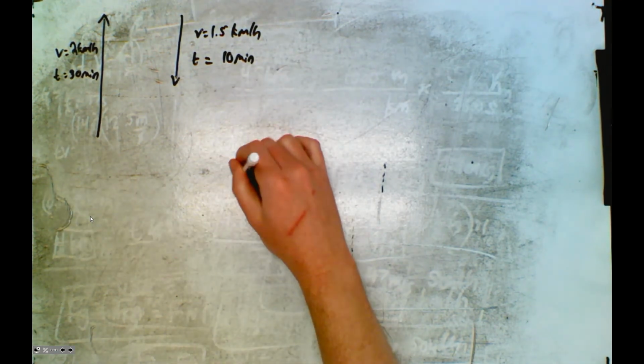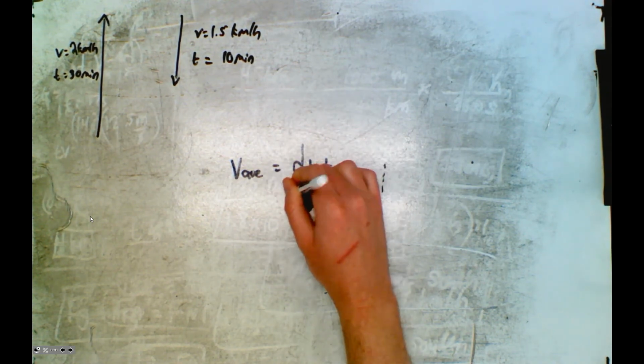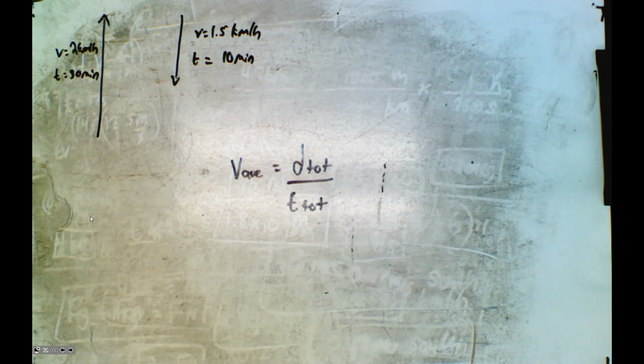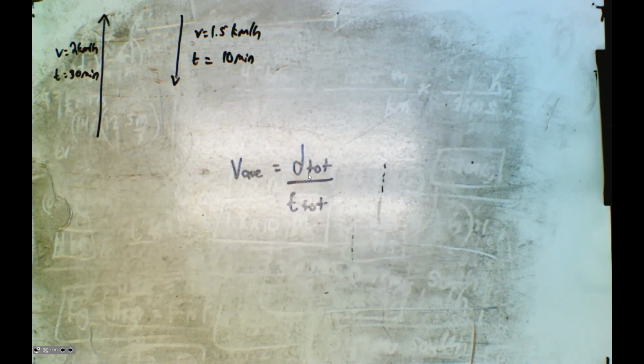So we want to find our average speed. To find our average speed, we need to take our total distance over our total time. That's what we need to do. What a lot of people will do is they'll take out their calculator and be like, oh, I got this. 2 plus 1.5 divided by 2. My answer is 1.75. It doesn't work. You can't do it because they're traveling for different times. You have to use this total distance over total time formula.